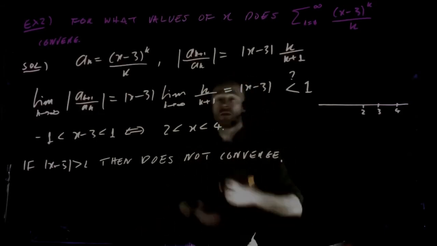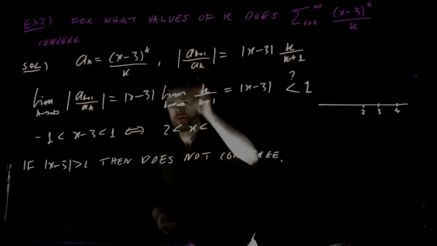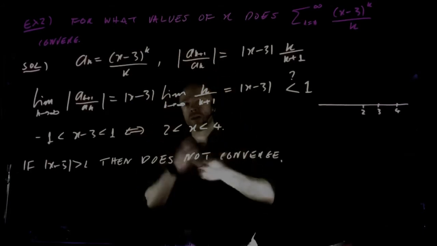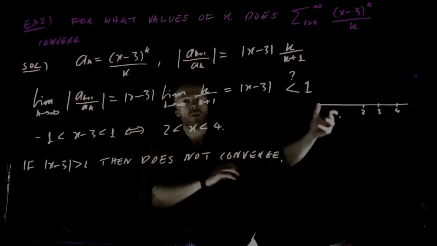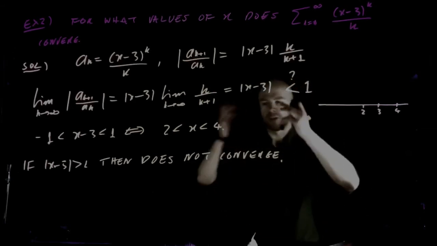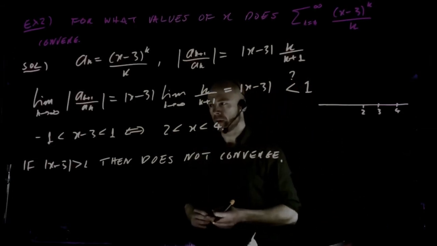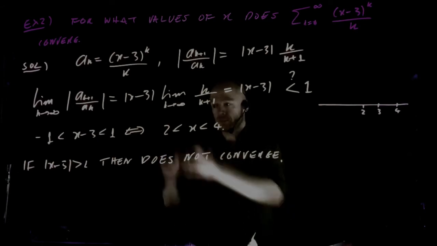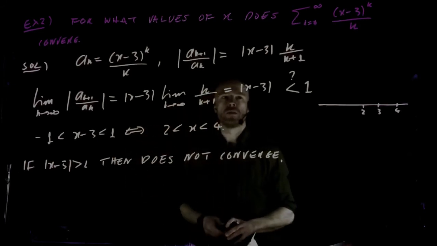Okay, clearly, because if the limit of these terms is bigger than 1, then each term is getting bigger than the next one, so obviously they're not going to converge. They fail to satisfy the divergence test. So that seems to be close to an answer, but it isn't quite.